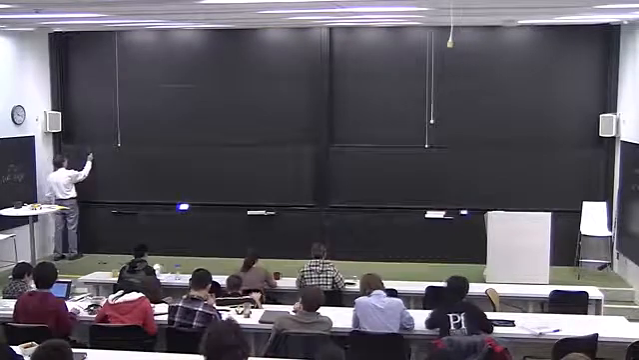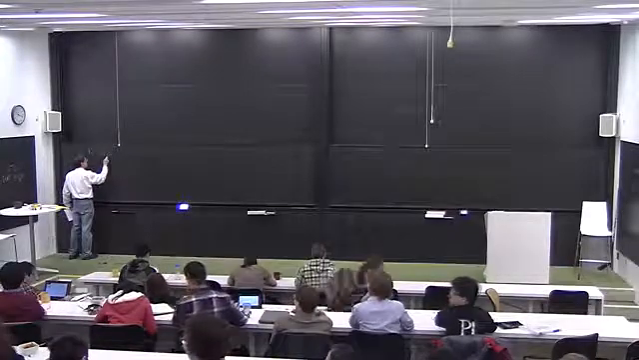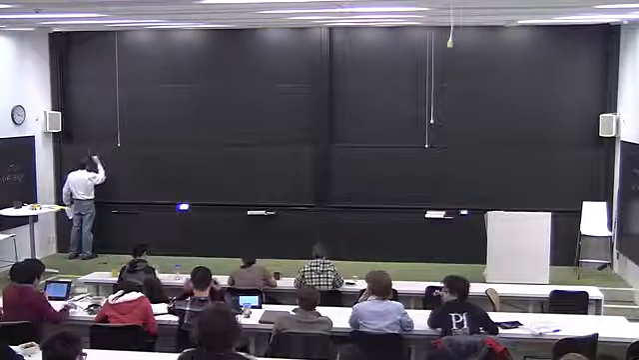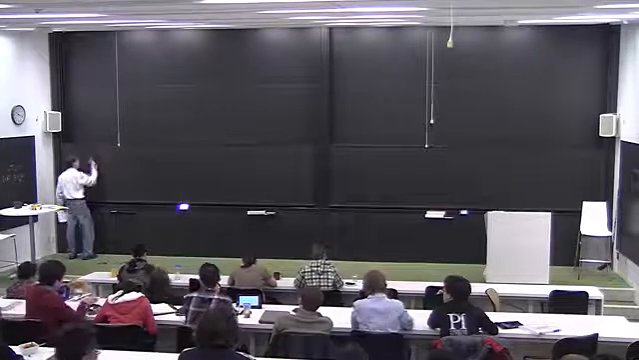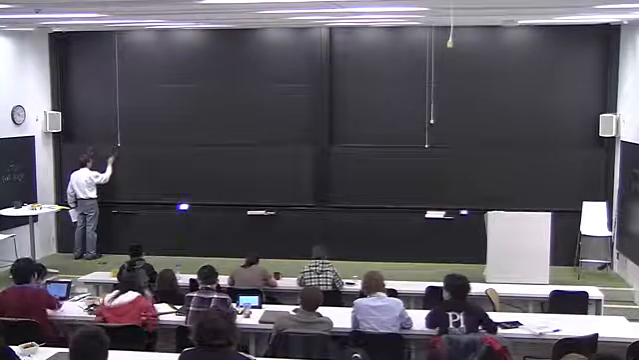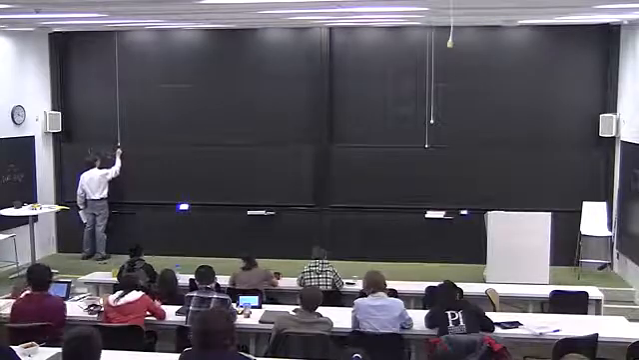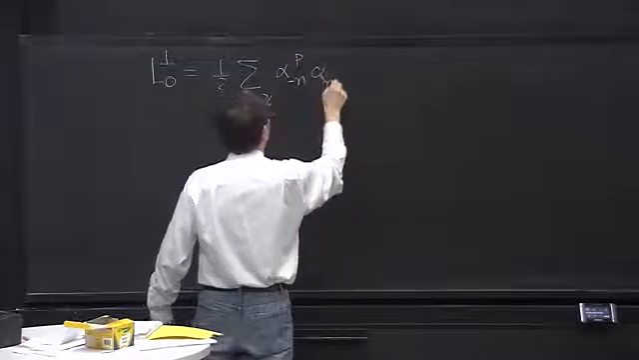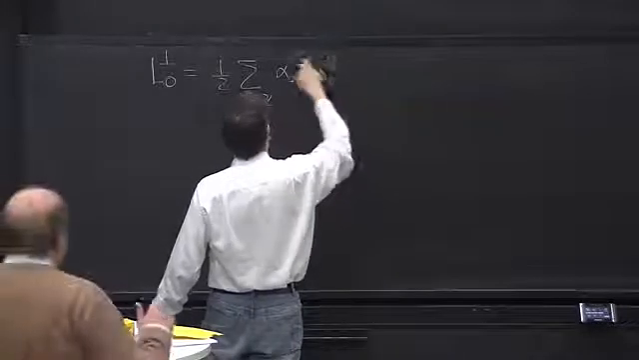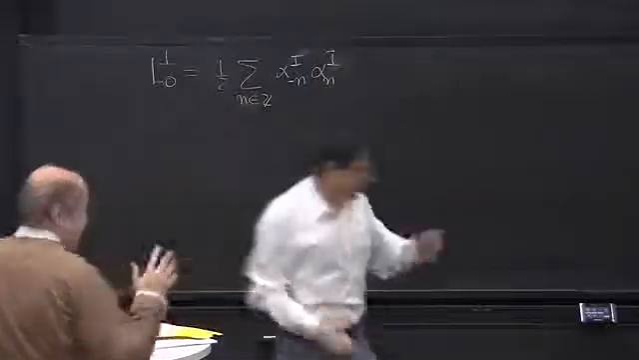The key thing is you had an operator L0 perp, which was the sum over all integers, and the integers that alpha and p.